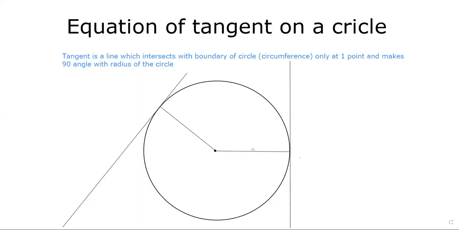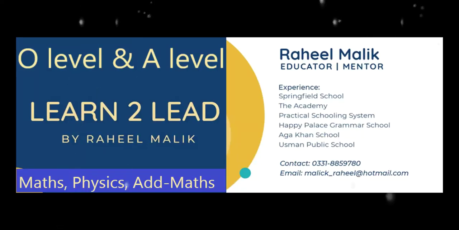Okay, so as you can see, this is the circle. These are the radius which I have mentioned, and this is the line which is passing through the boundary of the circle, and it is just touching at one point. So we call it a tangent line, which makes 90-degree over here.